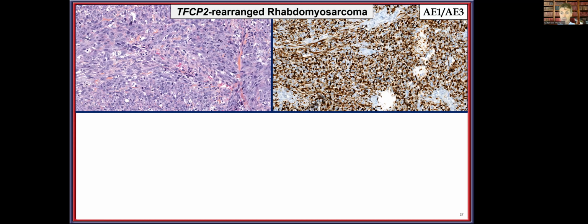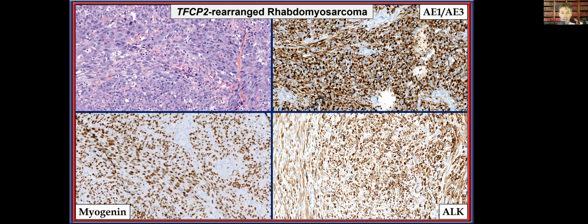You will notice a very strong and diffuse reaction, almost even in a Golgi type distribution or paranuclear distribution. And if that's the only stain you did, you're going to call it a squamous cell carcinoma. So the reason for doing a panel type approach is that you would have the myogenin, MyoD1 or desmin positivity, as well as ALK being present in most of these tumors.